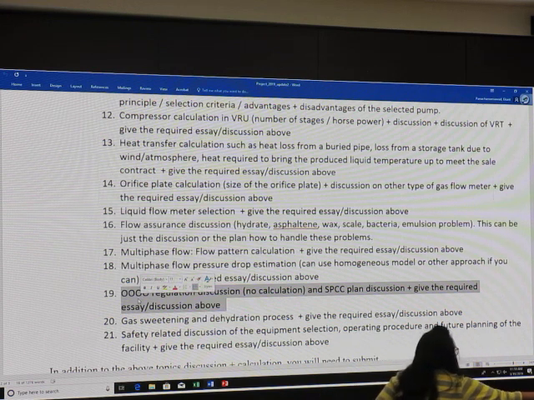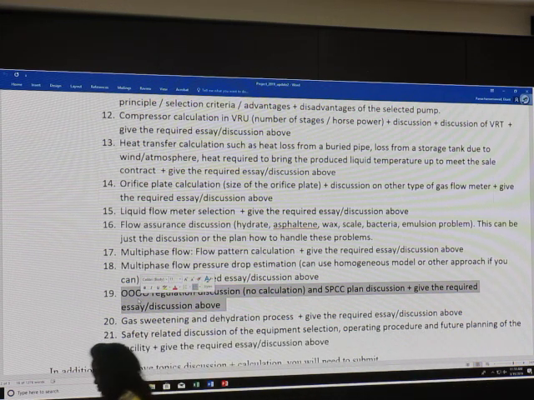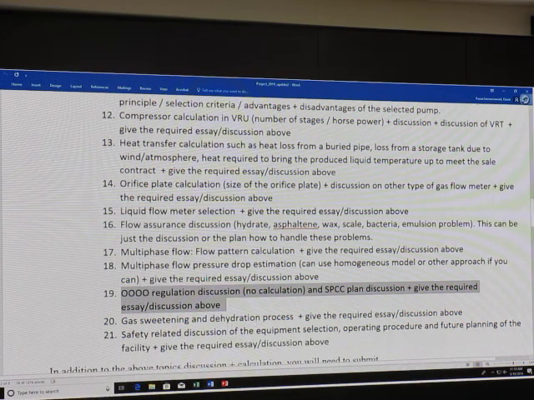Okay. Gas sweetening, dehydration process, safety, related dispersion. Okay, use letters 3. Why is this very lightweight? Because we put it in the final exam so that you have a happy time. Okay? We put this instead of having you replace the final exam with the project. We have the final exam instead of the project. Okay?